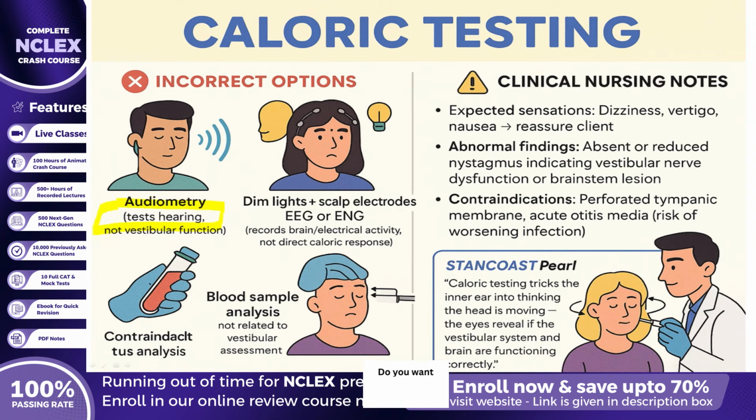function. Option 3, involving dimmed lights and scalp electrodes, points to electroencephalography or electronystagmography. Although ENG may be performed alongside caloric testing, it is not the fundamental explanation of what the client should expect. Option 4, which suggests a blood test, has no relevance to vestibular assessment and is purely for systemic evaluations.